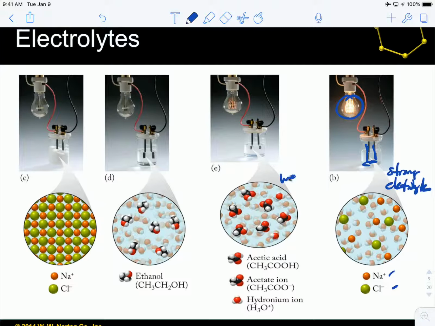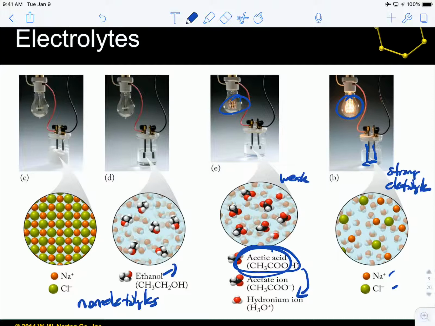A weak electrolyte is one that only produces a small amount of ions in solution. Acetic acid is an example of one of these, and we'll talk about acids a little bit later. It basically means that when I put this into solution, it only does this to a small extent, produces these ions. Most of it's still in this form. So you can see you don't get a real lot of current. And then on the left over here, I have non-electrolytes that don't do anything in solution.